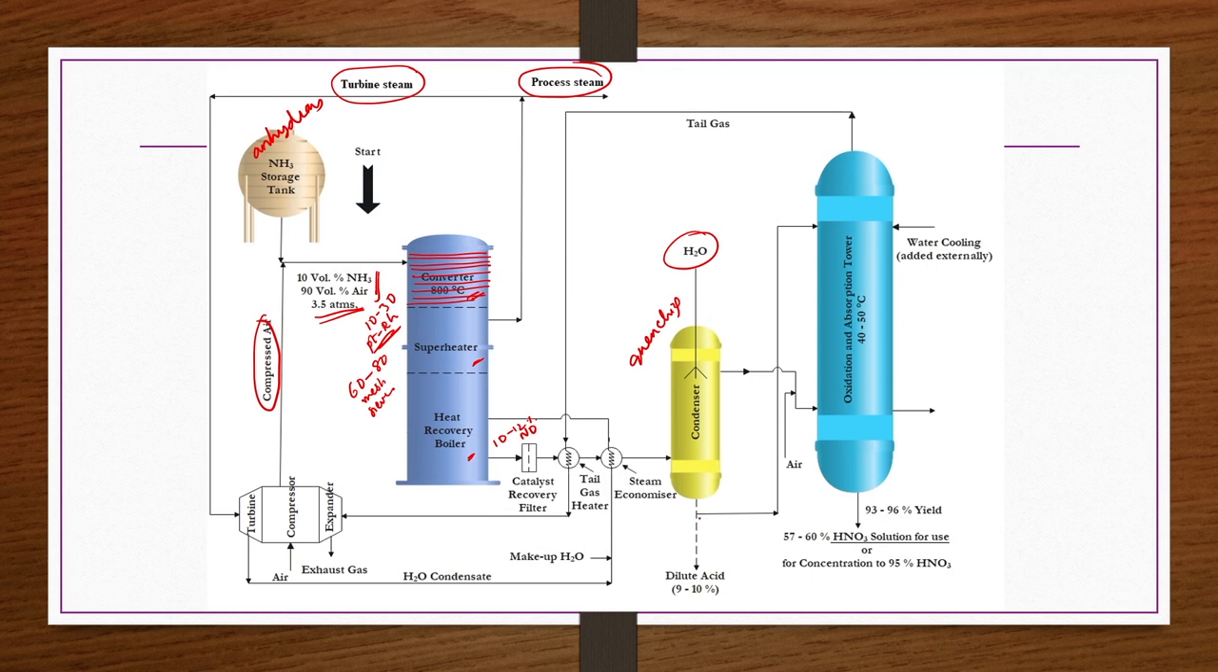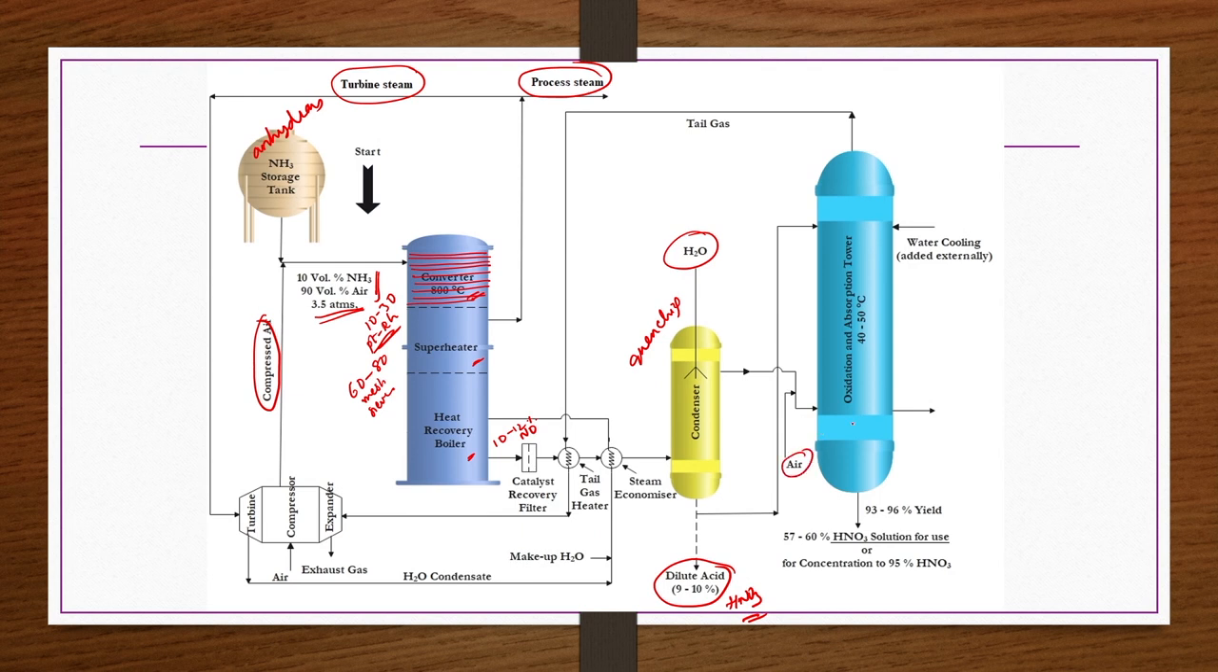Here, whatever little amount of NO2 is there would be absorbed by H2O, and then dilute 9 to 10% HNO3 acid would be formed, which is collected at the bottom. But the majority of that is not absorbed, because only a little amount of NO2 is there, and only 10 to 12% of NO. So these gases, after cooling, what is done?